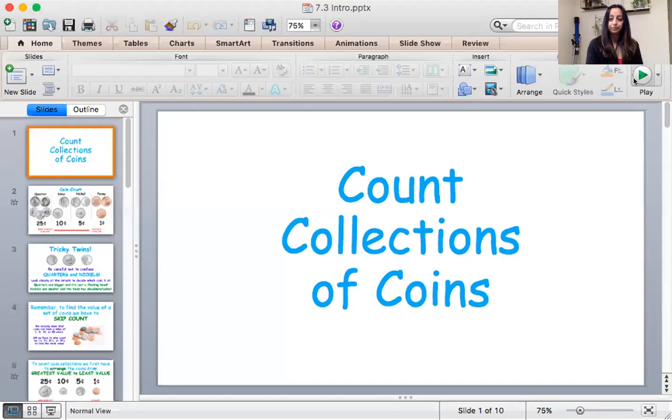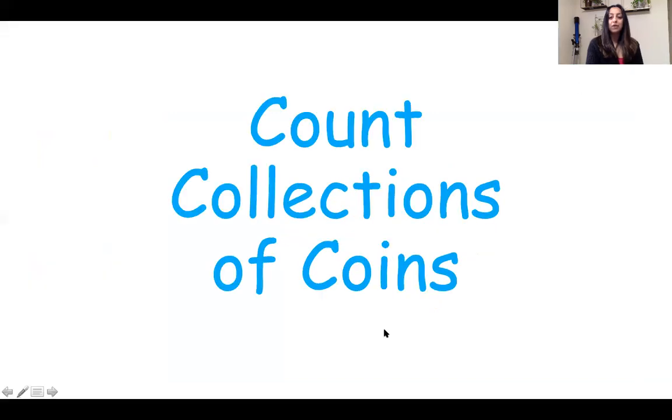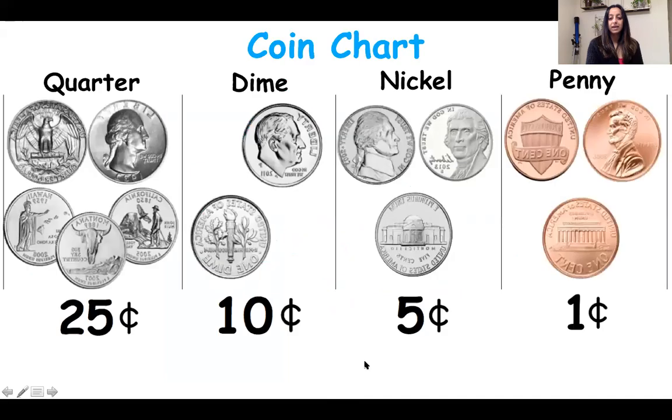Here we go. Let me share my screen so you can see our PowerPoint, so that we can learn how to count coin collections. Let's start by reviewing what we already know about our coins. So we've met a quarter, which is worth 25 cents. We've met the dime, which is worth 10 cents. We've met nickels, which is worth 5 cents. And we've met pennies, which is worth 1 cent.